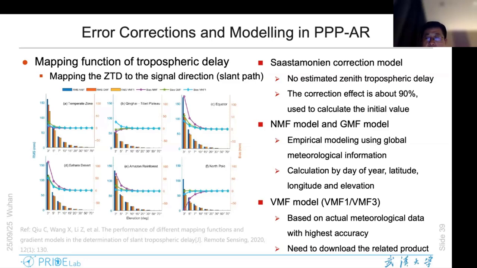So normally we provide three kinds of mapping functions in the software. The first one is NMF, which is quite lengthy. And the second one is GMF, which is quite easy to use and is actually the prevalent mapping function used by common users. The third one is the VMF, VMF1 and VMF3. And these two kinds of mapping functions are quite complicated. You have to download some additional products from a designated website. This is tabulated mapping function data as well, and you can do some interpolation over these tabulated mapping functions to have the zenith troposphere delays projected onto the slant direction.